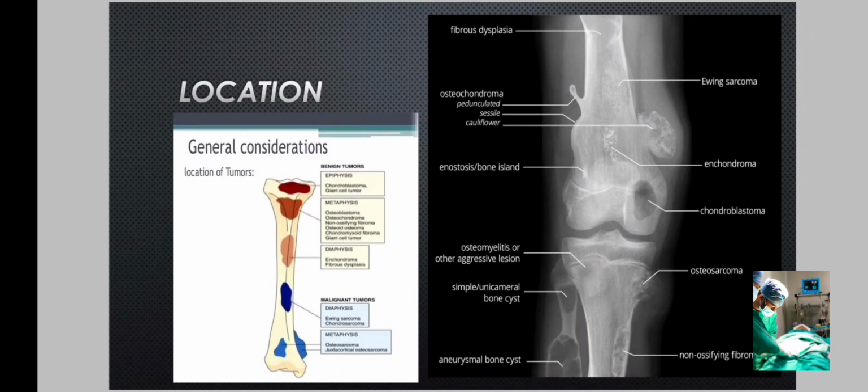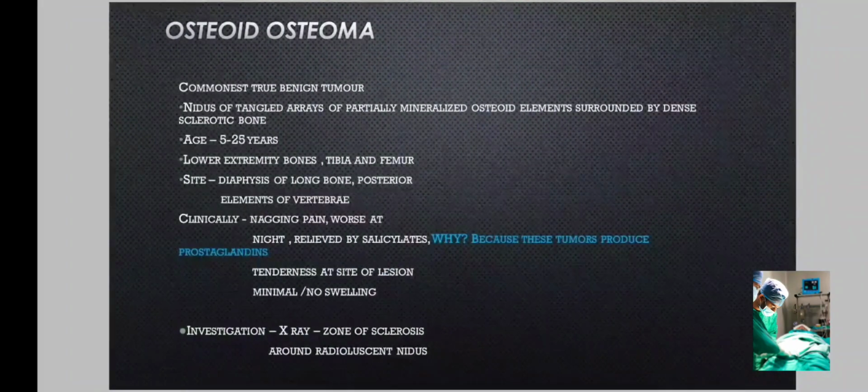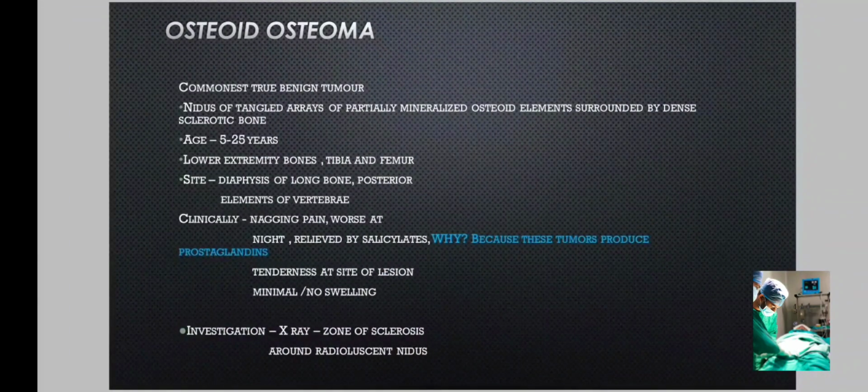Then comes the malignant tumors. In the diaphysis, you will see Ewing sarcoma and chondrosarcoma. In the metaphysis, the most common is osteosarcoma. So let's cover some of the important benign tumors today.